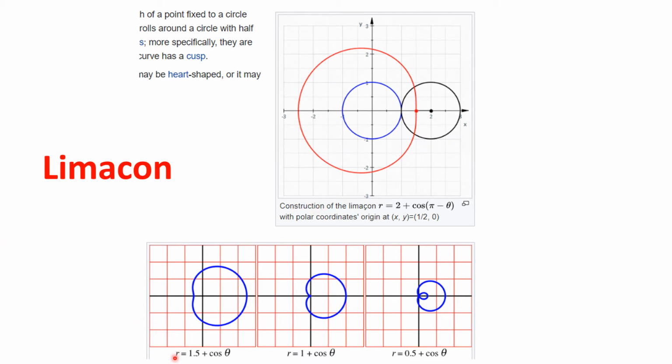And here are some polar equations for those. Here we have r equals 1.5 plus cosine theta, and we get something that looks like that. Here we take r equals 1 plus cosine theta, and you get something that really is pretty much a cardioid. But then here, if we take r equals 0.5 plus cosine theta, what happens is it has a loop. It loops around itself and goes over. So again, limacons will come up from time to time.